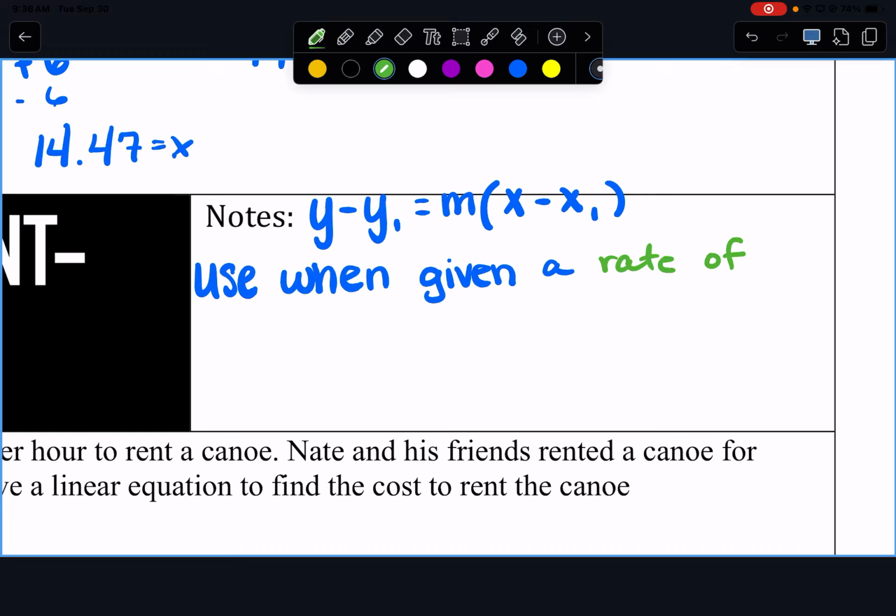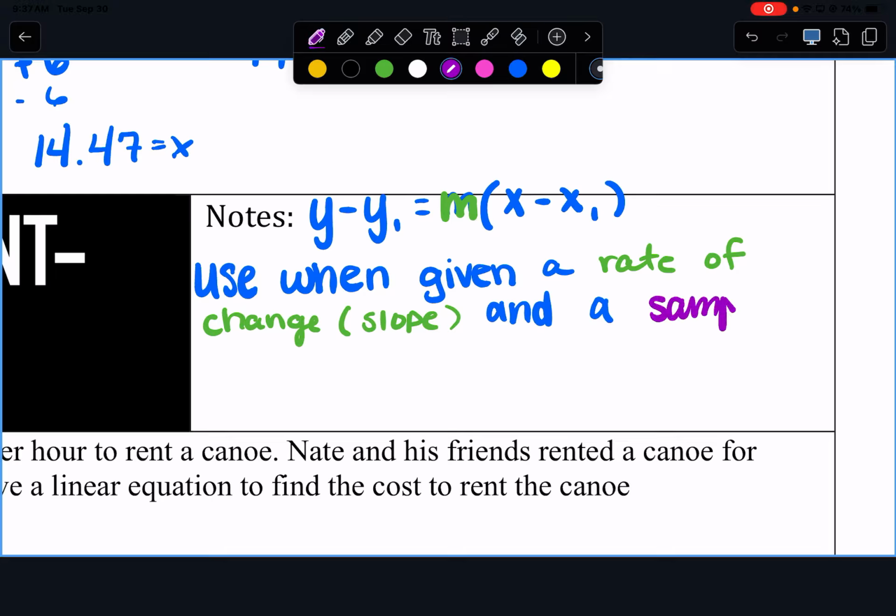Which is our slope. That is our n. All right. So we use this when given a rate of change and a sample point. That is our x1, y1, okay? And we plug that in to the x1 and y1 spot.